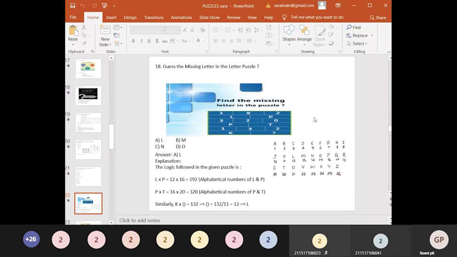This is also the same. You can see the picture and find the missing number in the puzzle. So 192 is in the first row. In the second row they have given LP. L stands for 12 and P stands for 16. So totally the second row comes as 192. Likewise, we have to go through and find the answer.